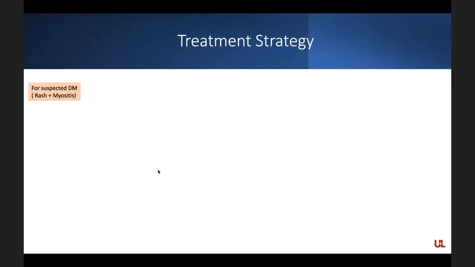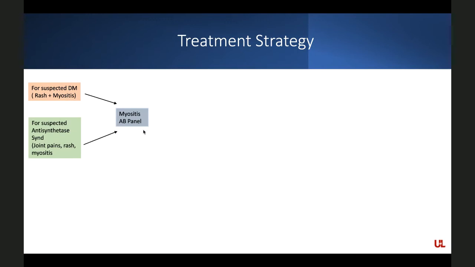So treatment strategy, this is, I think, my last final slide. So treatment strategy for us, if we do suspect dermatomyositis, that means if we do see rash and myositis, we are thinking about dermatomyositis. At that time, we do send a myositis panel. The second entity is antisynthetase. If we do see myositis along with joint pains, rash, lung disease, again, we do send a myositis panel, but you need to make sure that you send out the proper panel, including all the antibodies for these.